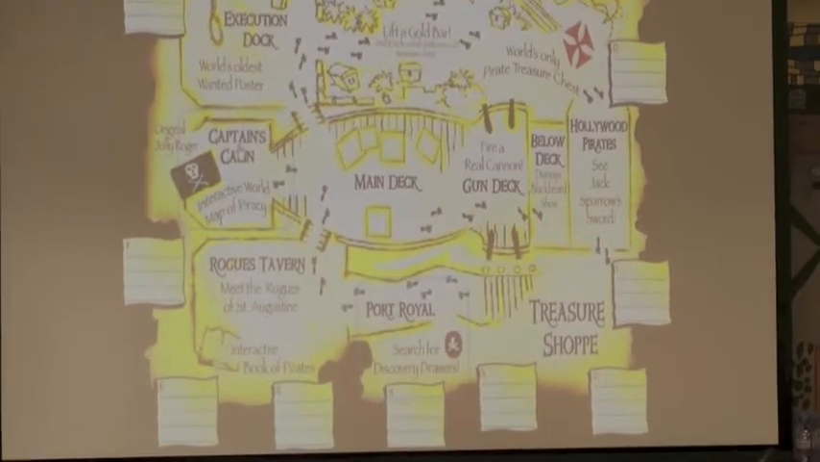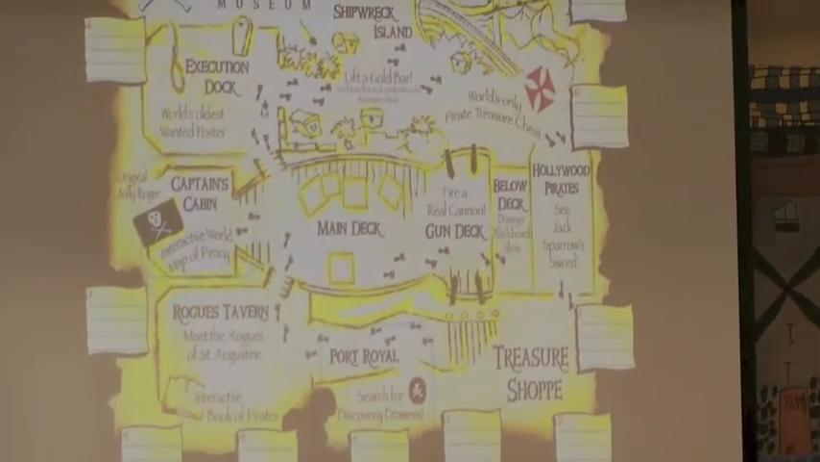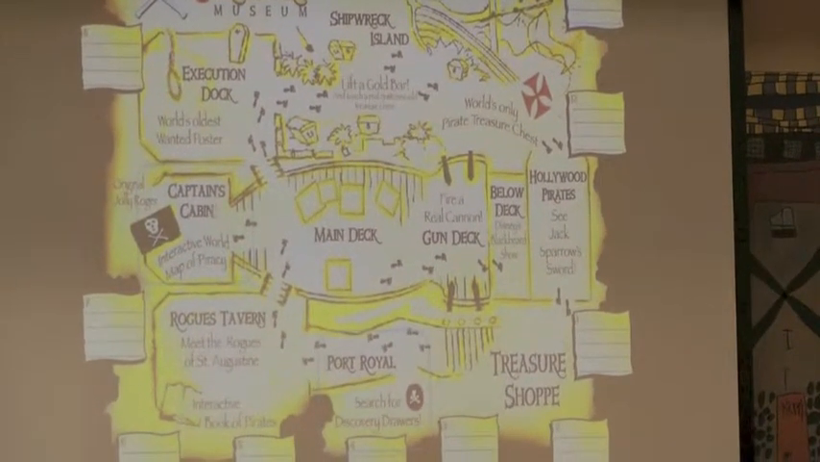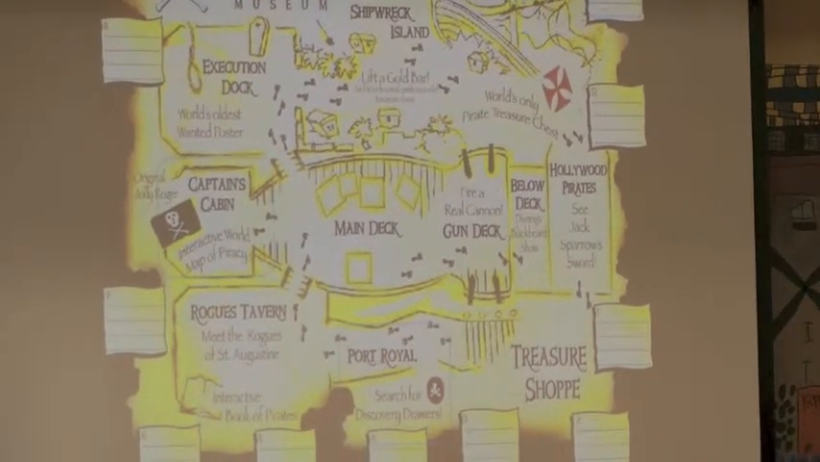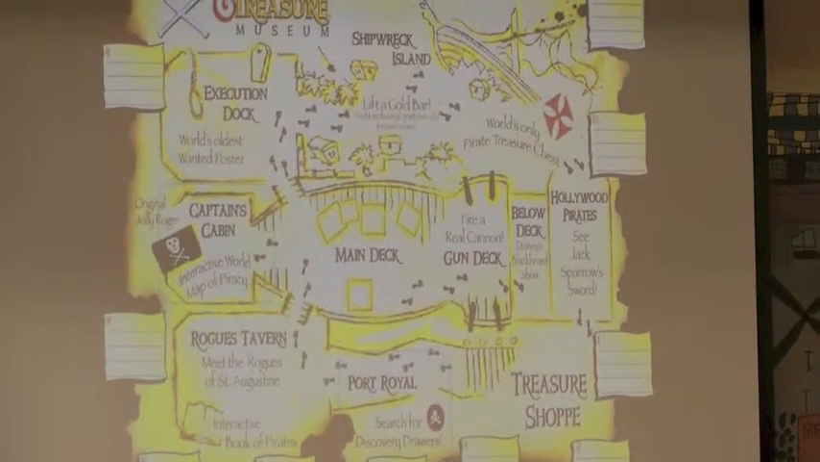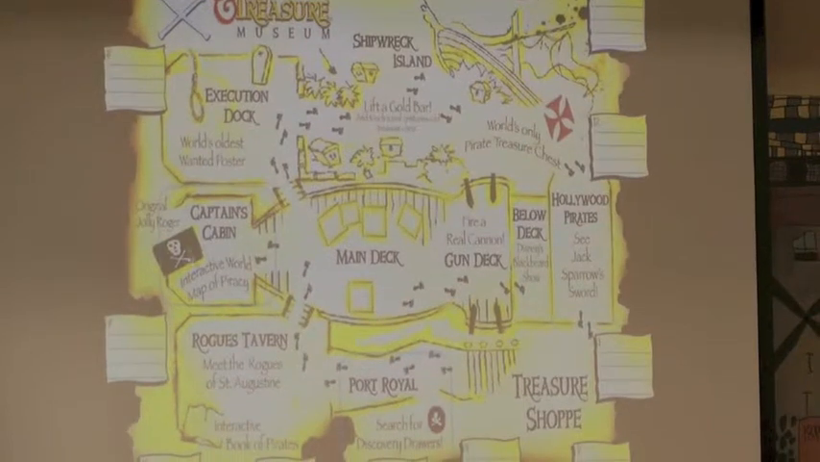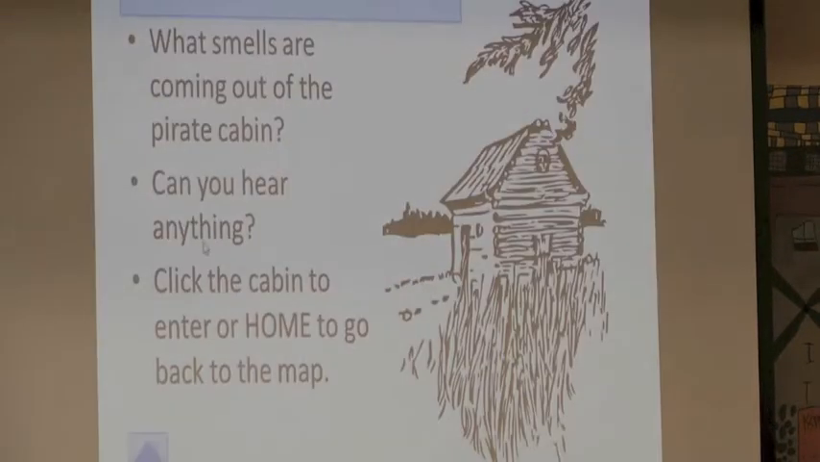But I've made certain parts of this map into a hyperlink. Can you see, as the mouse goes over these parts, we've got the captain's cabin, down here I've got Port Royal, and all these different things could become hyperlinks. How do we do that? So let's have a look here. Captain's cabin, click on there, and it takes me to the pirate cabin. We can start to put things in now. What smells are coming out of the cabin? Can you hear anything? Click the cabin to enter.